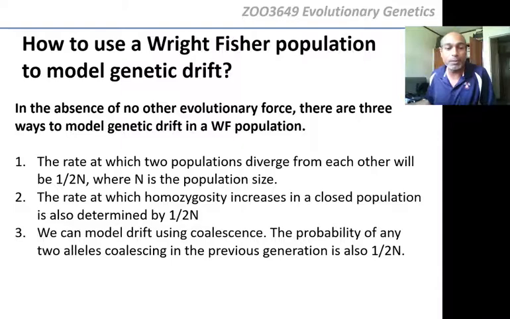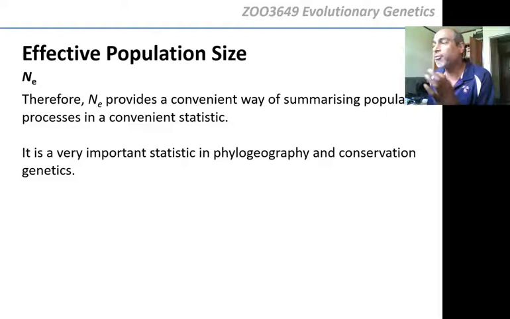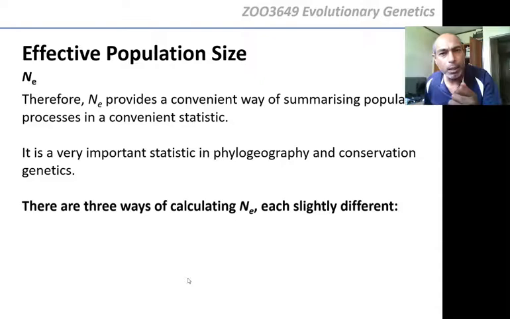All right, so back to effective population size. We need to know this because it is a very convenient way of summarizing what is happening in that population, okay? That is why it's a very important statistic in conservation genetics, all right? Because if you know the NE, you actually know a lot about the population. You know how much drift there is, you know how much genetic diversity there is, and you know how healthy the population is. All that just by knowing NE. Isn't that brilliant? That's why NE is so important, okay?